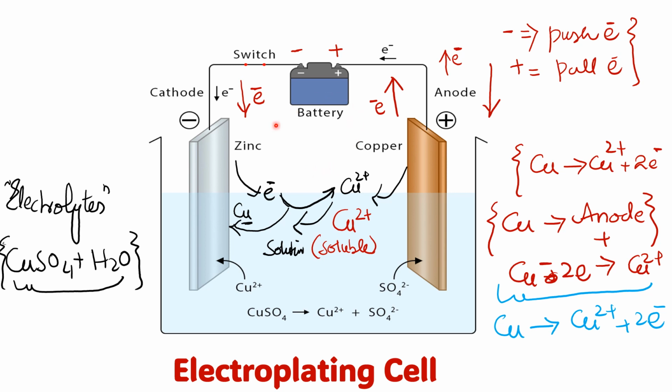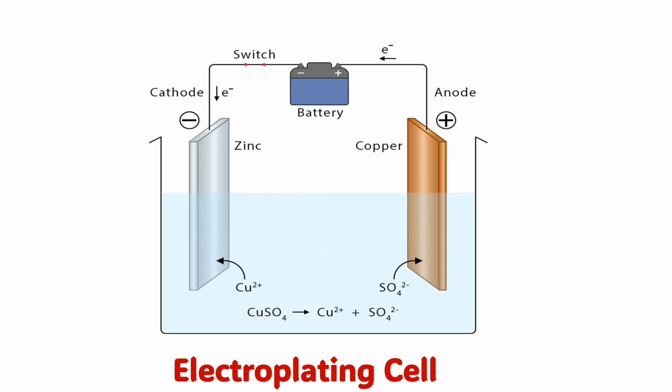So dear student, please keep in mind that there are usually two kinds of chemical reactions that take place in an electroplating cell. One type of chemical reaction is known as oxidation reaction, and the second type is known as reduction reaction.